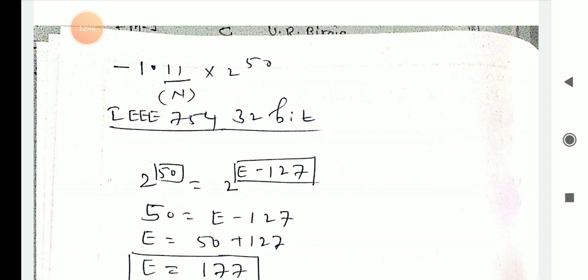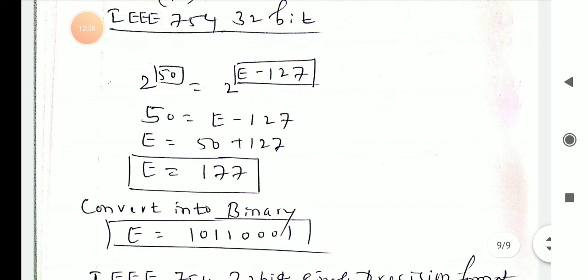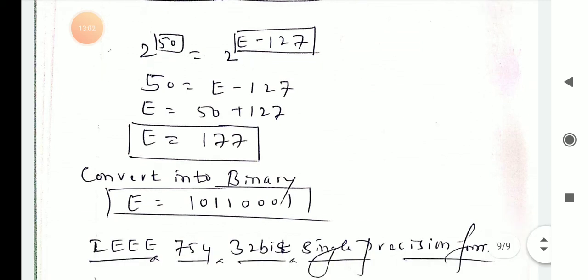You know the formula, 1.n multiplied by 2 raised to e minus 127. You have to compare with 2 raised to 50. So 2 raised to 50 is equal to 2 raised to e minus 127. So 50 is equal to e minus 127. E is equal to 50 plus 127, that value is 177.